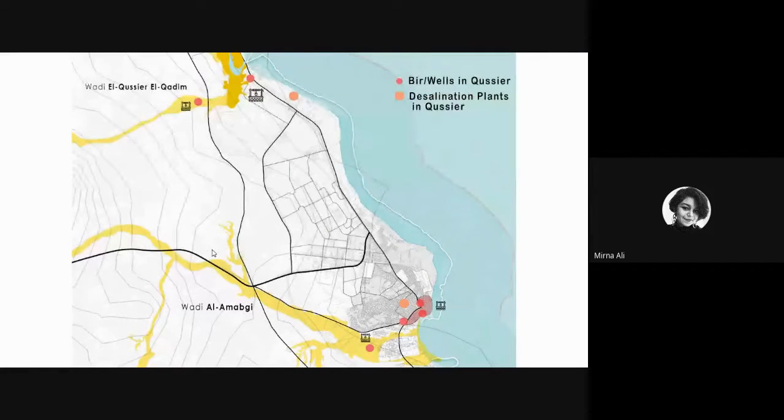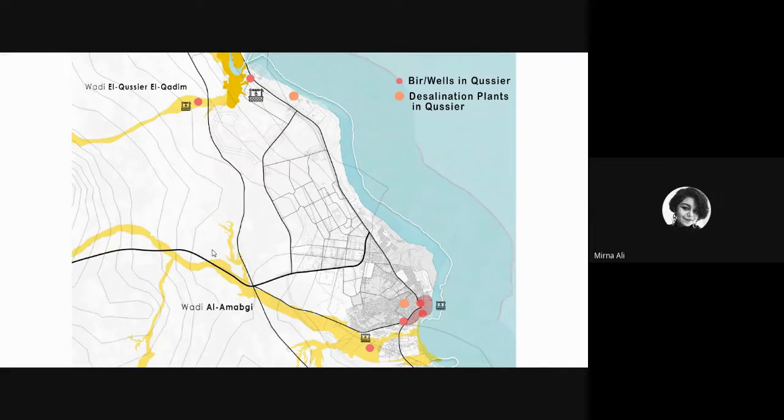So, understanding more about the wells, getting back to history, we tried to investigate from the readings and the resources where the wells in Qussair and the desalination plant are. From the readings, we found that there used to be wells connected to Wadi Qussair Qadim, beside the flash flood course of Wadi Qussair. And we also have 3 in the historic core. One was located in the fort, and one was located quite close to the desalination plant. And the other one was located close to Wadi al-Ambagi.